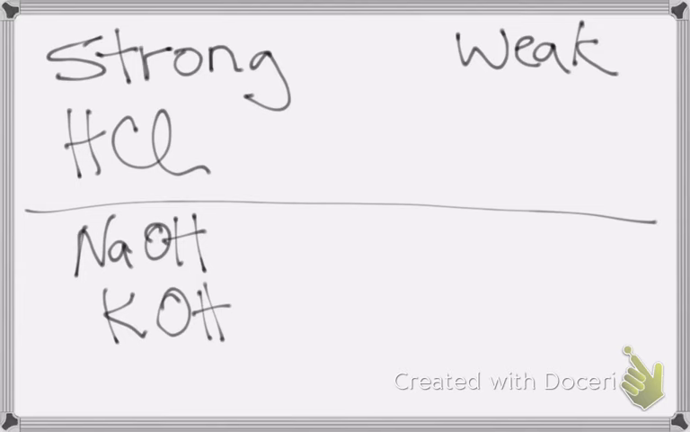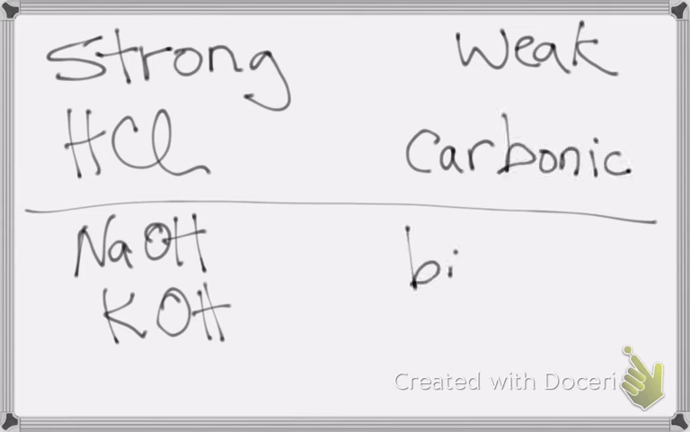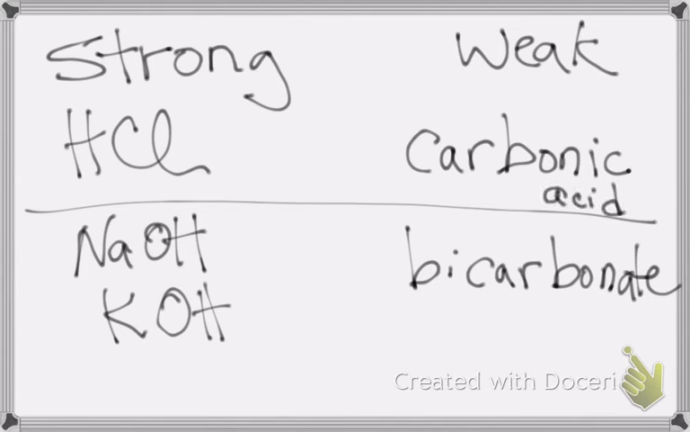Okay? I'm going to give you the name of a weak acid and its corresponding weak base, and then I'm going to draw a picture. So the acid I want you to know is carbonic acid, and the base that goes with it is bicarbonate. Carbonic acid and bicarbonate. Have I got the names written down?